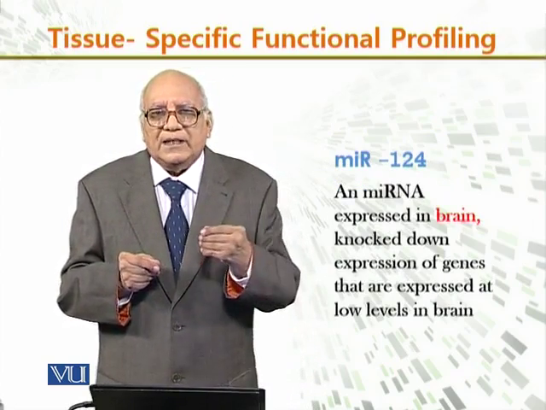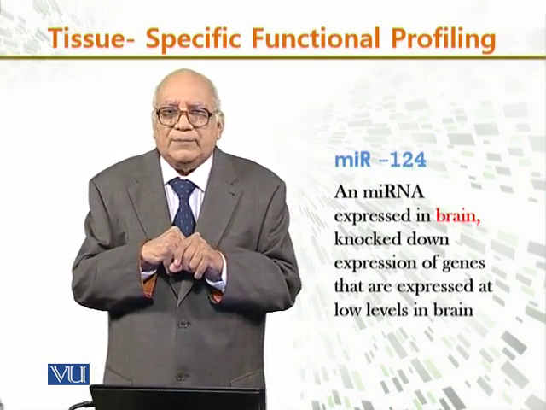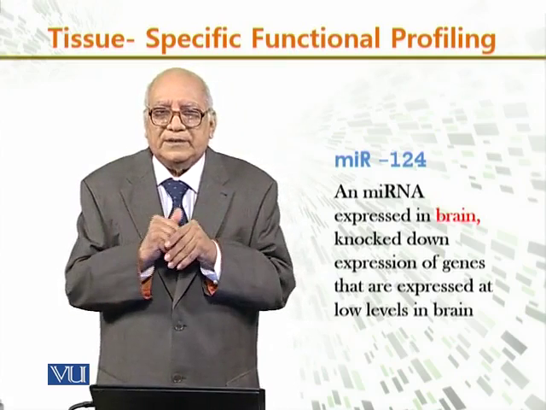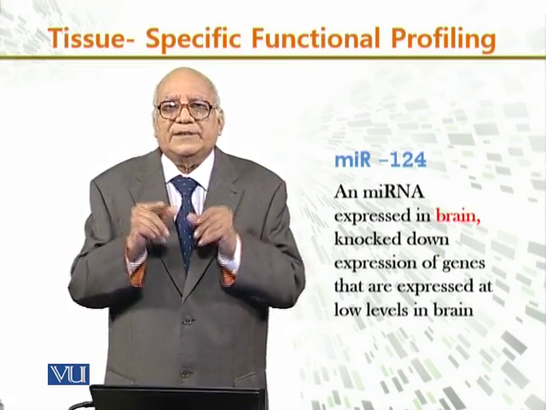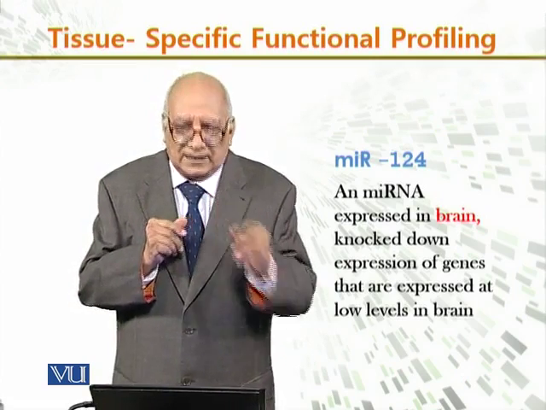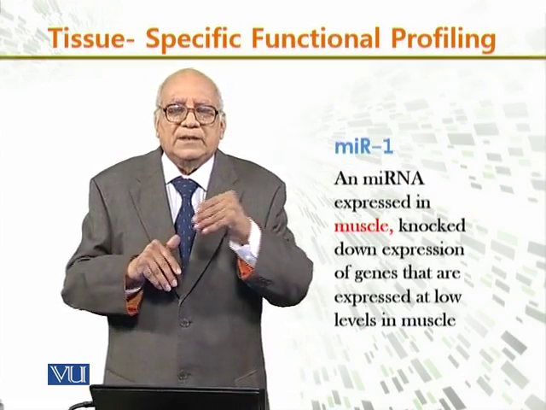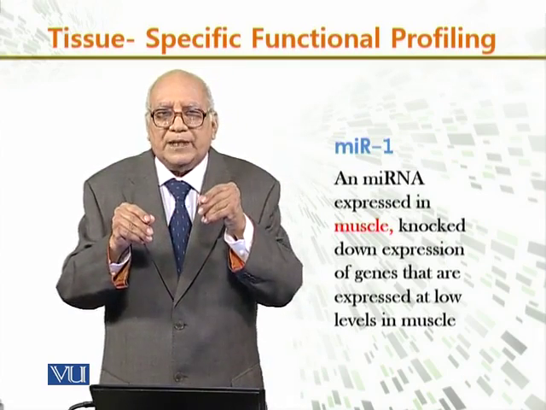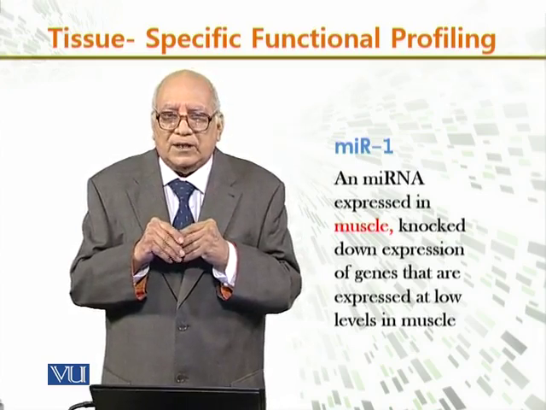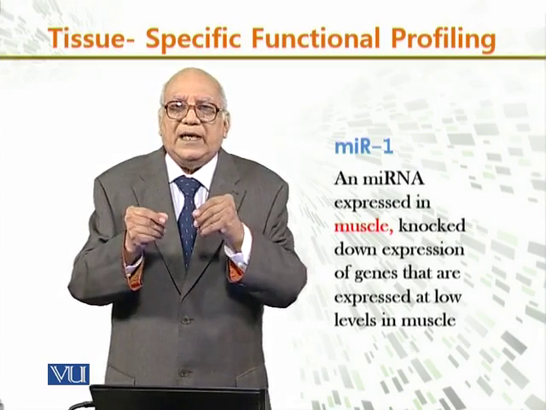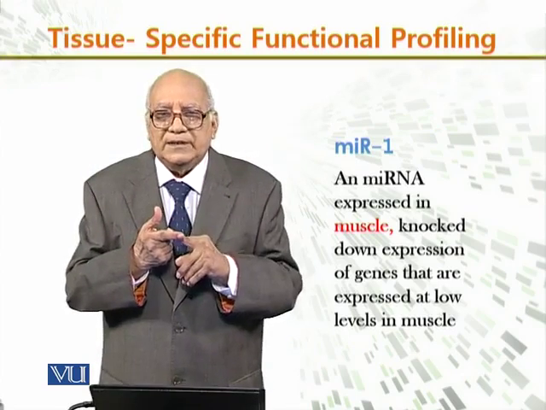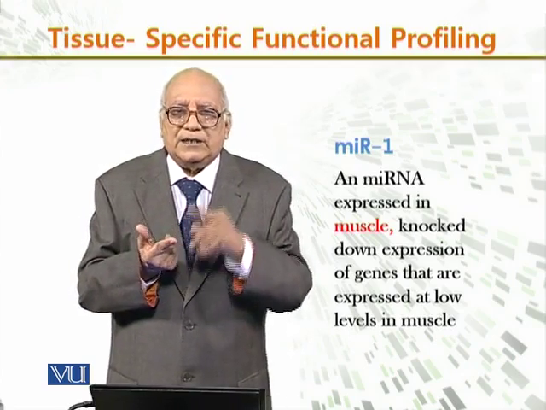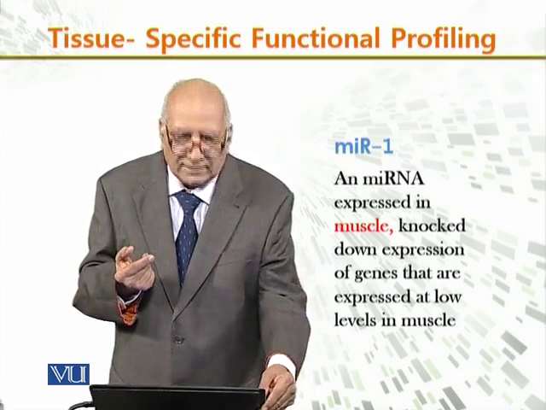They were miR-124, the microRNA expressed in brain, which knocks down the expression of genes that are expressed at low levels in the brain. Similarly, miR-1 is the microRNA expressed in muscle, and it knocked down the expression of genes that are expressed at low levels in muscle.